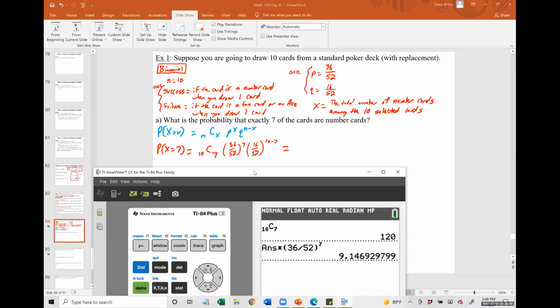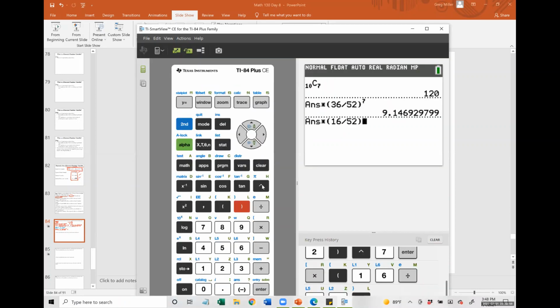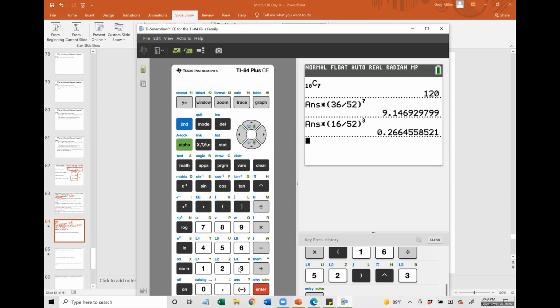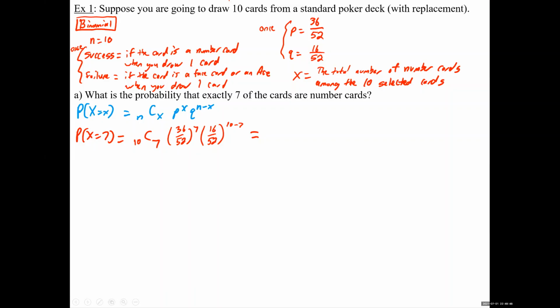Okay. Now I'm going to do times again. It's going to take the previous answer times 16 divided by 52. And then for the power, I'm not going to type 10 minus 7. You could, but you have to be careful because it might do it wrong. So I'm just going to do 10 minus 7 in my head. That's 3, so I'm just going to do power 3. And that's the answer to this problem: 0.266. I'm going to write 0.2665. I'll round to 4 digits after the decimal point. 0.2665 for that one.